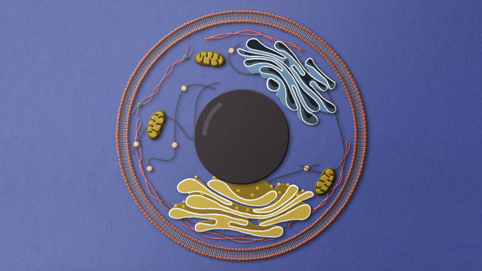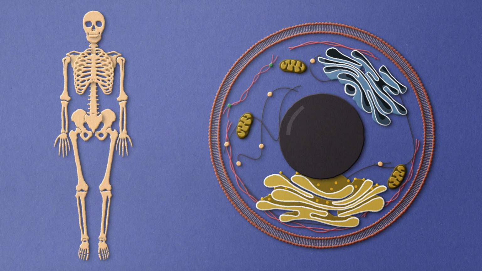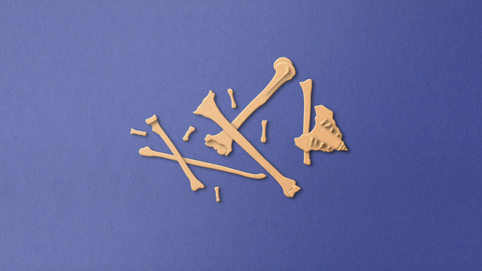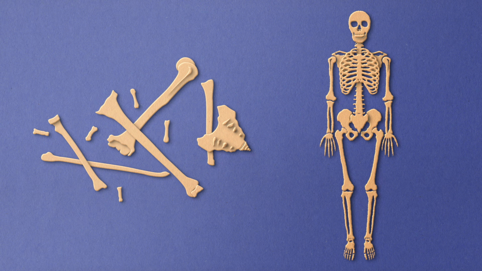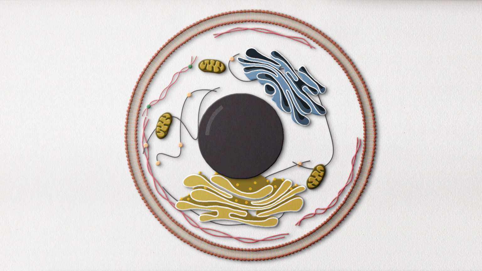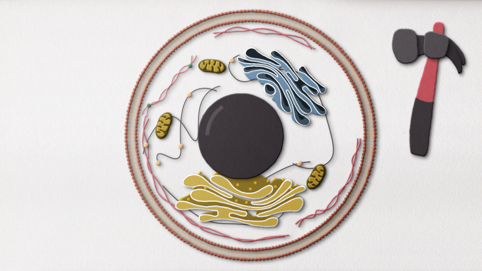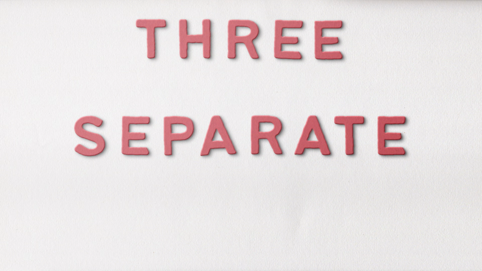Now, while we're comparing the cytoskeleton to our human skeleton, we might as well draw one more parallel. You know how a human skeleton is composed of a ton of different bones, but functions as one big piece of our body? Well, the same kind of thing applies to the cytoskeleton. It may function as one big system, but it can be broken down into 3 separate parts.